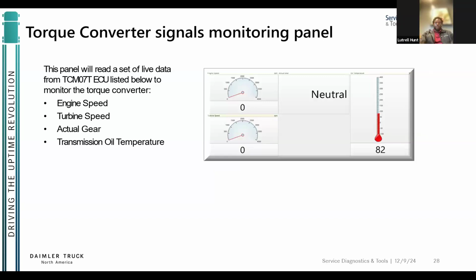All right. So torque converter, this is basically just all of your torque-related signals. Now, engine speed, this is an electric vehicle, so we wouldn't have an engine, but everything else is accurate.